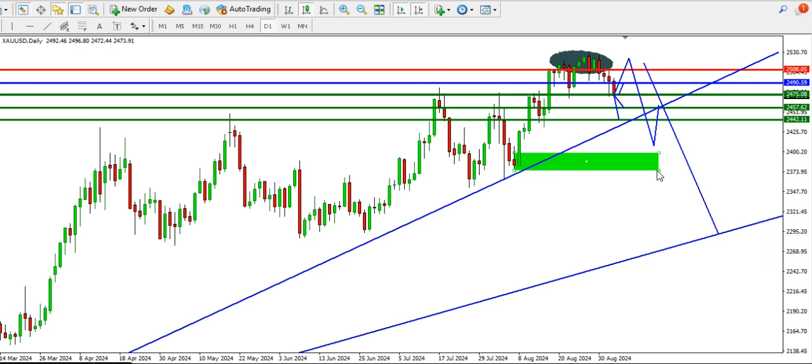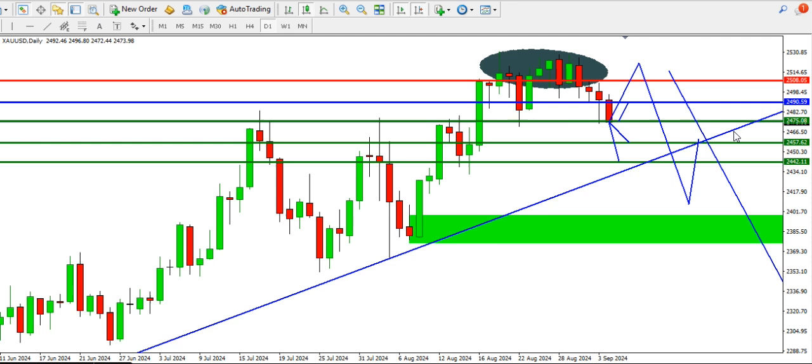This particular order block at the 2400 level might serve as support to price, where buyers might be waiting. But before price gets to that level, price needs to break this particular ascending trend line. So that's that for the daily time frame.